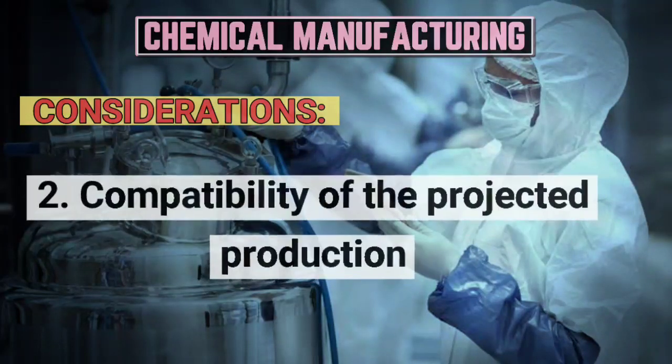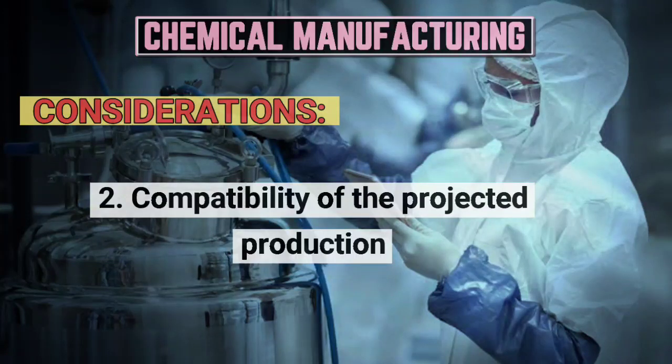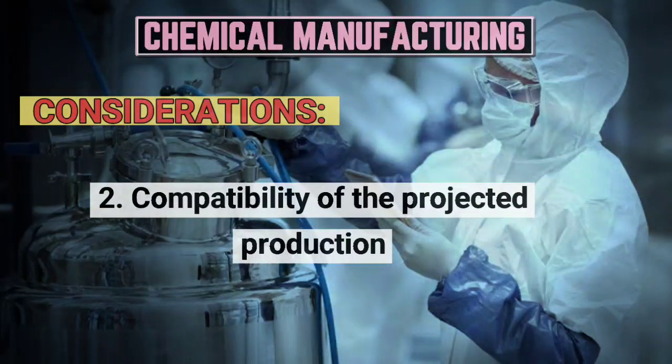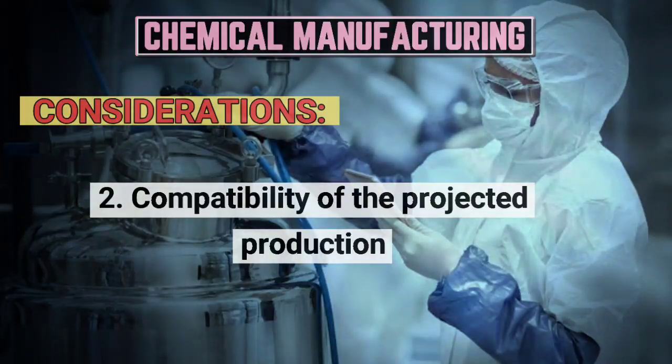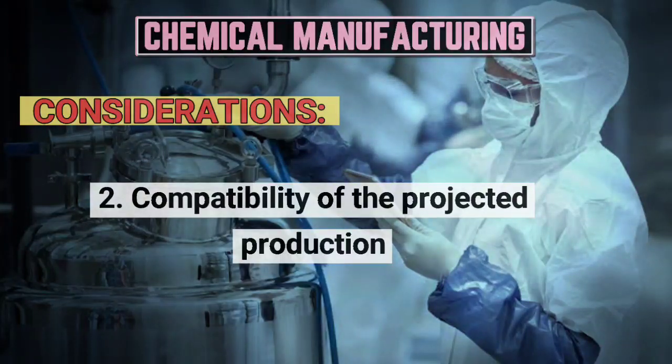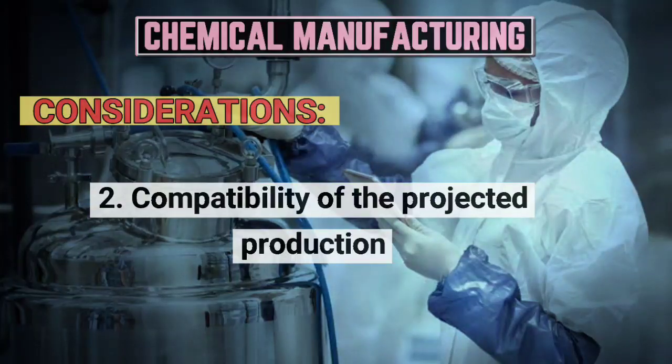And secondly, you have to look at the compatibility of the projected production within the plant environment. How compatible is what you want to produce with the location where you've sited your industrial chemical plant? Someone that is producing, let's say, cement cannot site his industry where banks are located. You cannot have an industrial chemical plant that produces cement close to banks, you see. So it has to be very compatible within the plant environment.